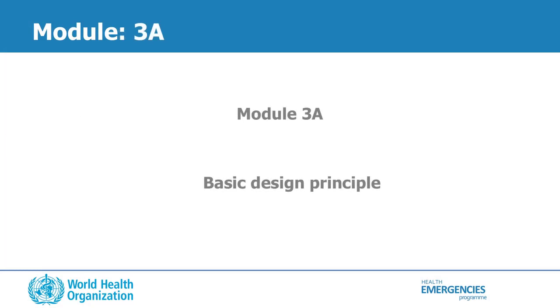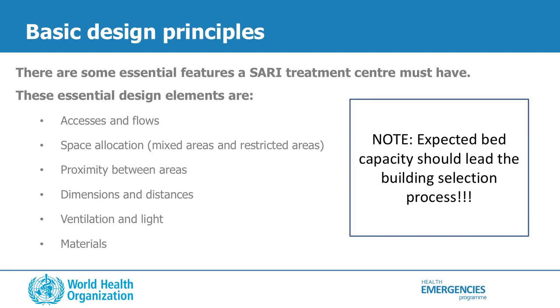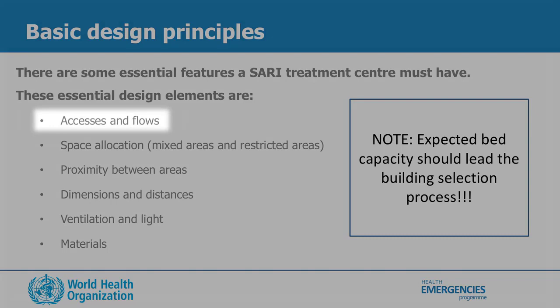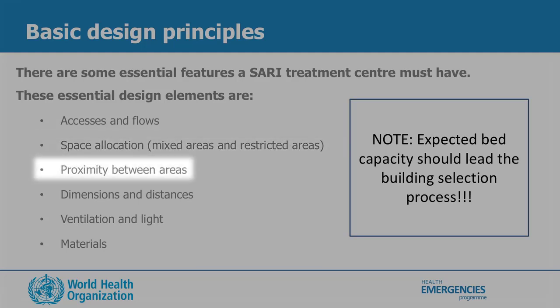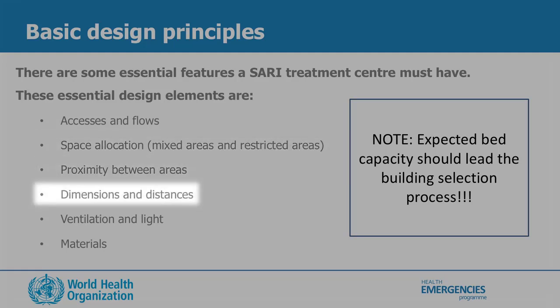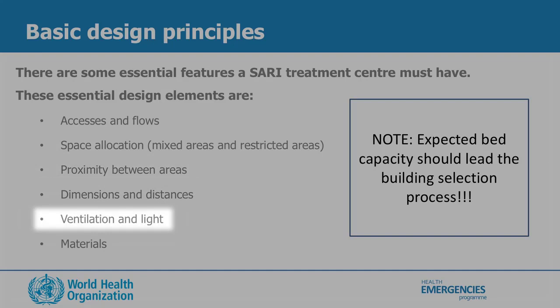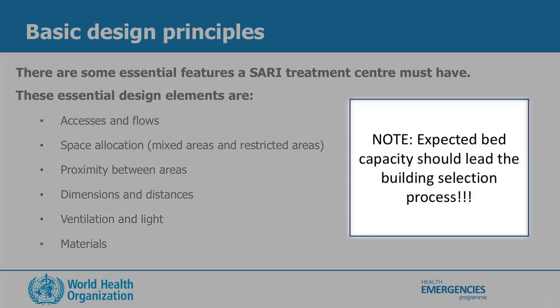Welcome to Module 3A on basic design principles. There are some essential features a SARI treatment center must have: access and flow, space allocation for mixed area and restricted area for staff only, proximities between these different areas, dimensions and distances, ventilation and light, and material. However, before starting any other consideration, we should decide the expected bed capacity, as it's the main parameter leading the building selection process.